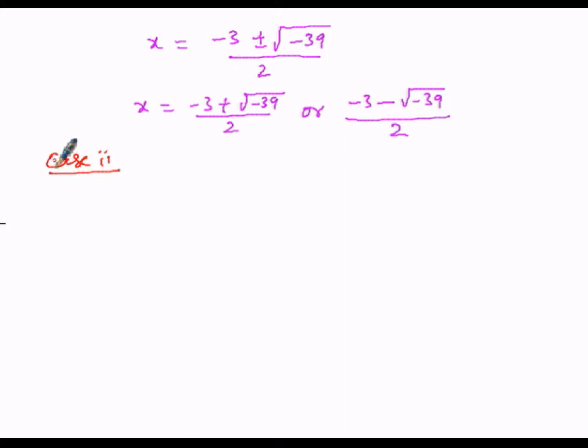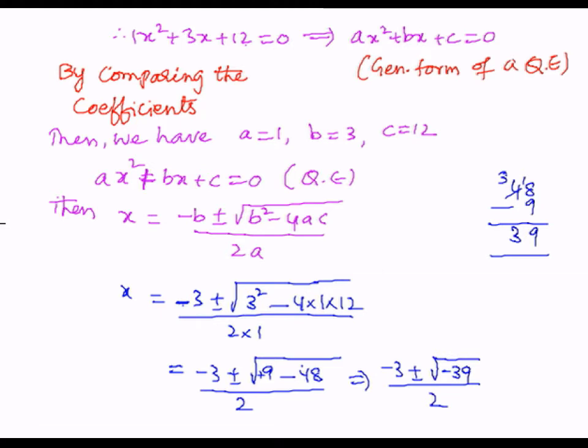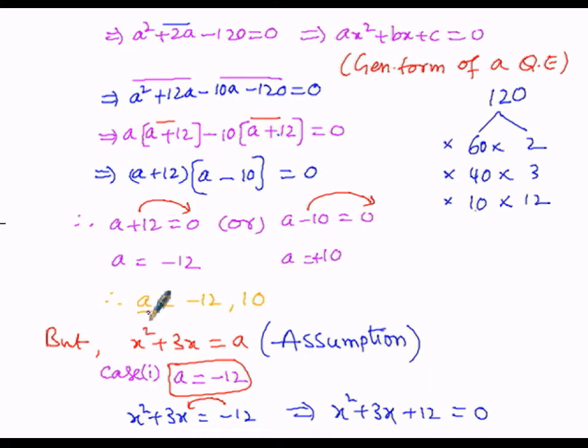So in our case number 2, we have to suppose a as now 10. Here we have assumed x square plus 3x as a. Then we are going to replace a: in the first case we replaced a by minus 12, and in the second case we are going to replace a by 10. So x square plus 3x must be equal to 10 in the place of a.